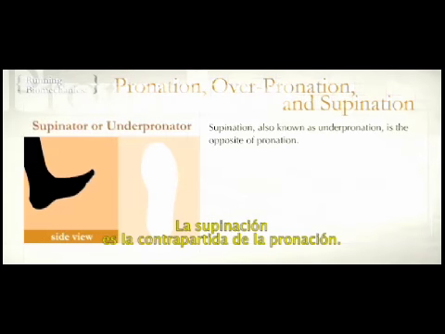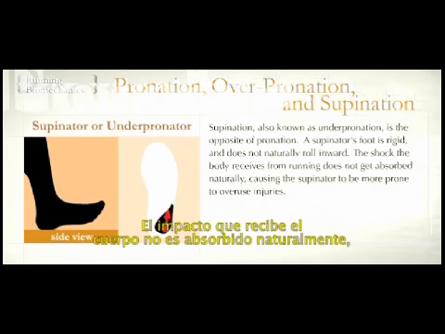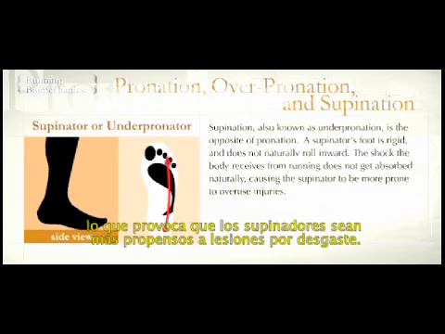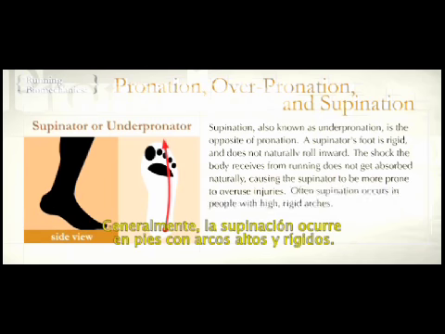Supination, also known as underpronation, is the opposite of pronation. A supinator's foot is rigid and does not naturally roll inward. The shock the body receives from running does not get absorbed naturally, causing the supinator to be more prone to overuse injuries. Often supination occurs in people with high, rigid arches.